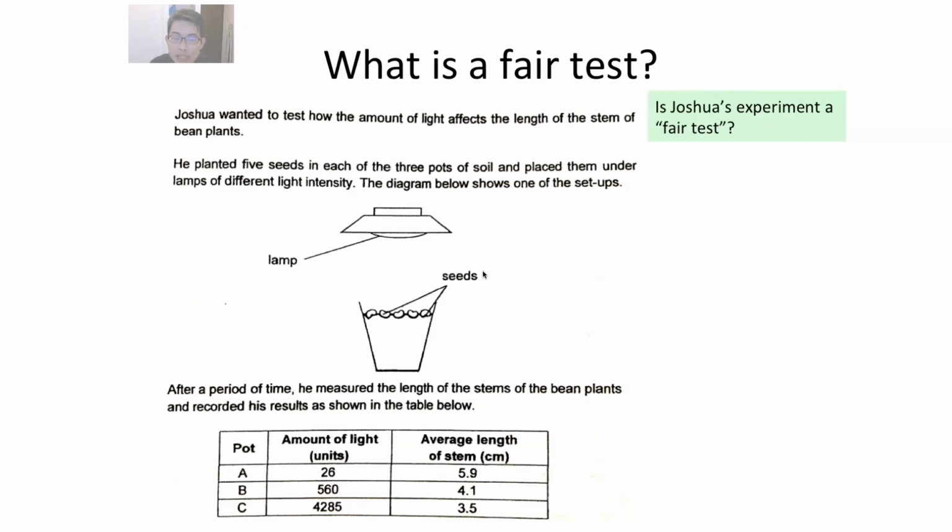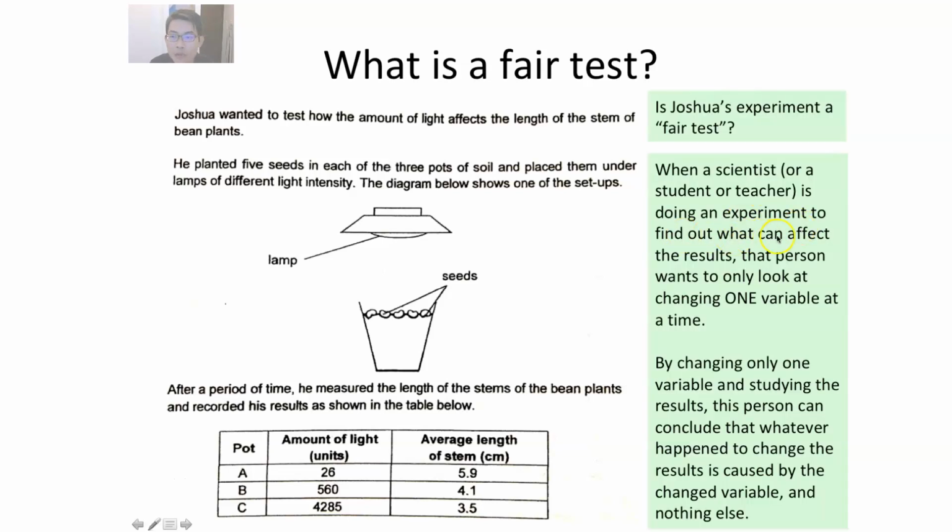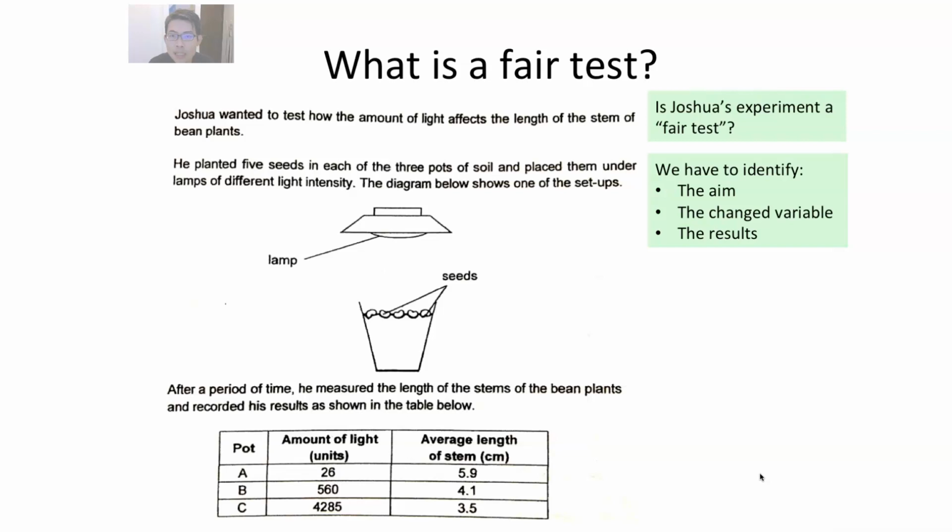Now, when we look at whether an experiment is a fair test, it is to find out what can affect the results. So when a person is doing any experiment, that person only wants to look at one change variable. What will changing one thing affect the results? So by changing only one variable and studying the results, this person can conclude that whatever happened to change the results is caused by the change variable and nothing else. To know whether it's a fair test or not, we must identify the aim, the change variable, and the results.